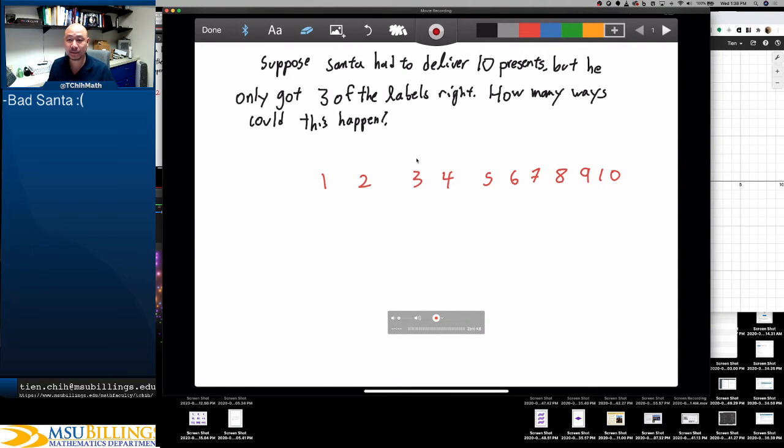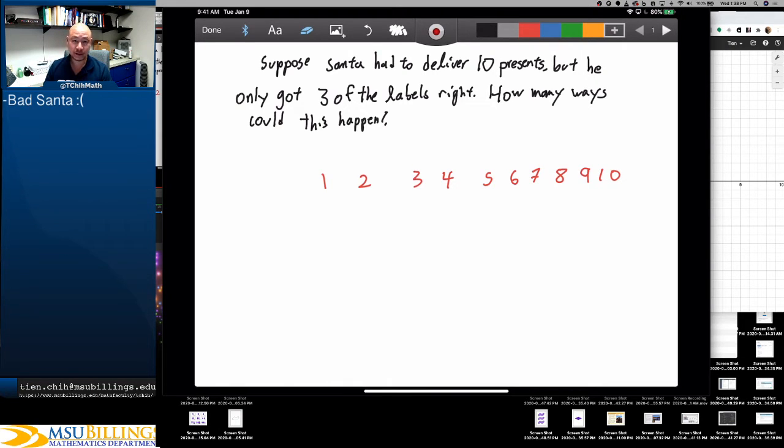All right, so let's talk about a problem from the homework, and I'm going to do a version of that here. Let's suppose that Santa has to deliver 10 presents to kids, but he screwed up and somehow, while putting labels on the presents, only got 3 of the labels right. So we want to know how many different ways could this have happened?